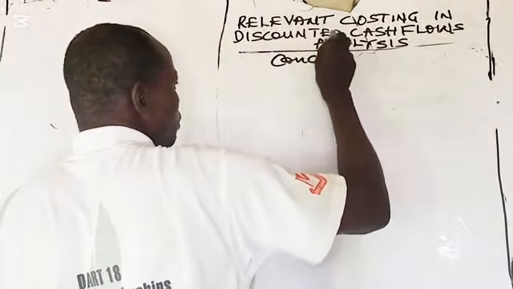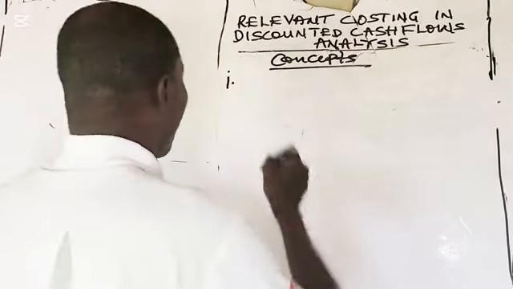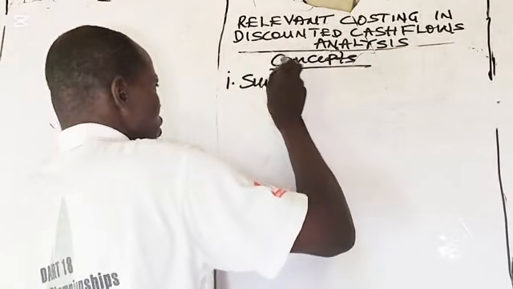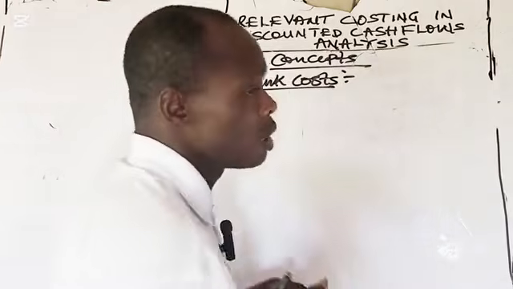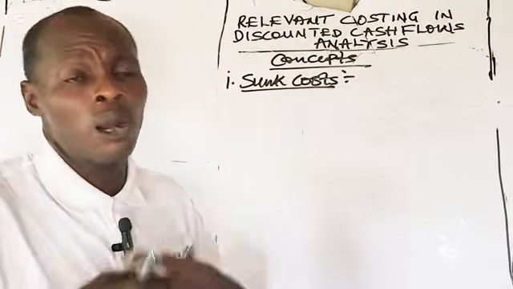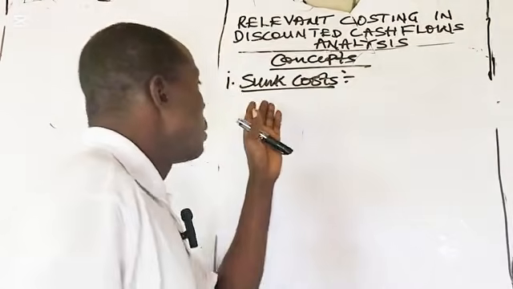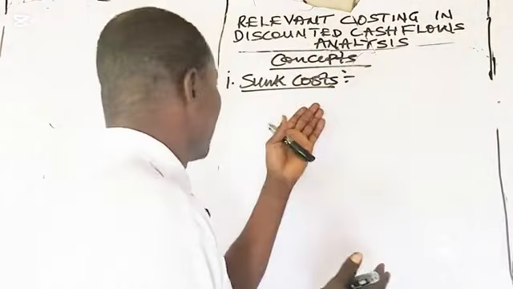Concepts of relevant cost. Number 1 concept I will examine is sunk costs. Sunk costs are past costs. Costs incurred before the project is launched. Costs incurred before the commencement of the project.